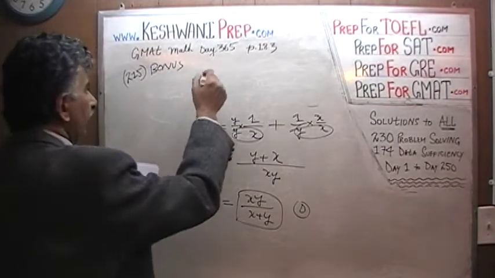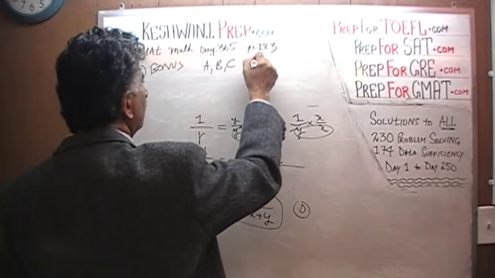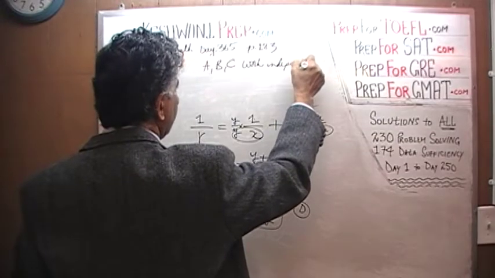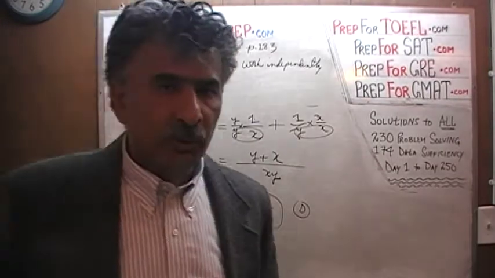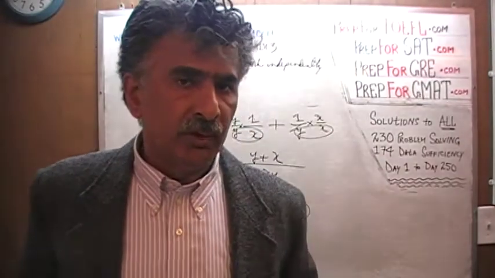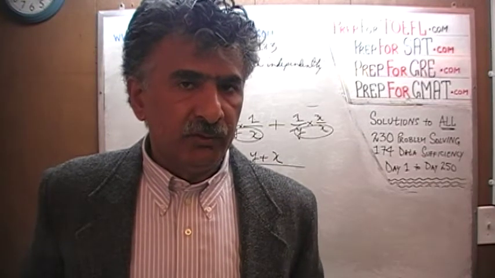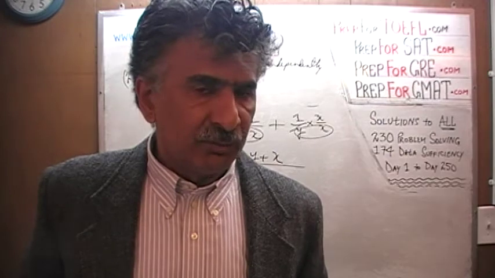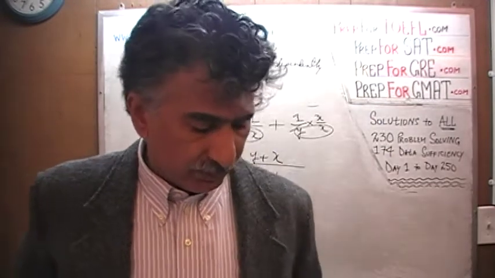So here's what we are being told. We have three people, A, B, and C, and they're going to work independently. Working independently simply means that what A does has no influence whatsoever on whether or not B will succeed, and what B does has no influence on whether or not A or C will succeed. One person's performance does not affect the performance of the other two people. That's all it is.